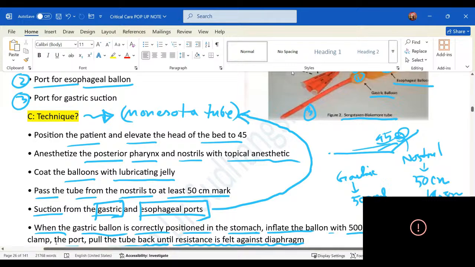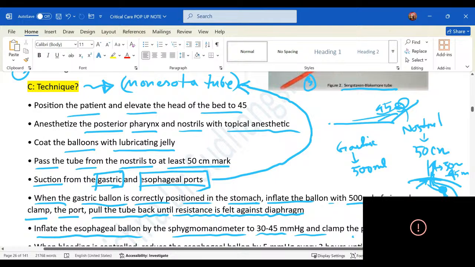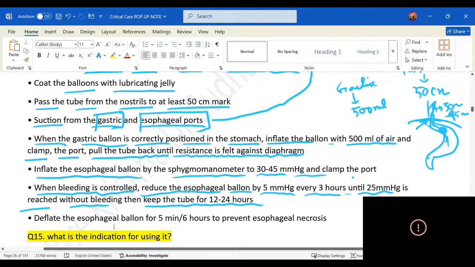When the gastric balloon is correctly positioned in the stomach, inflate the balloon with 500 ml of air and clamp the port. Pull the tube back until resistance is felt against the diaphragm. Inflate the esophageal balloon with a sphygmomanometer to 30 to 45 millimeters of mercury and clamp the port.